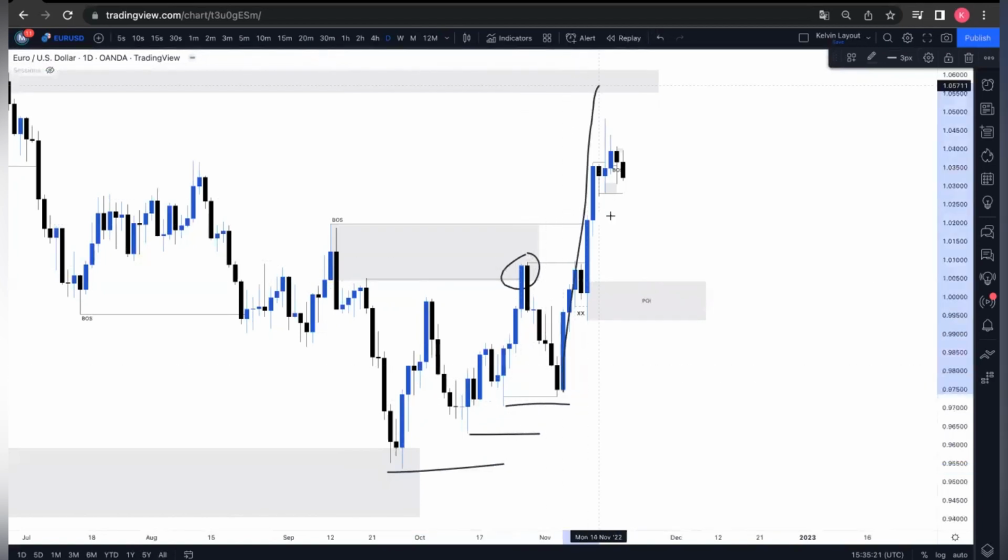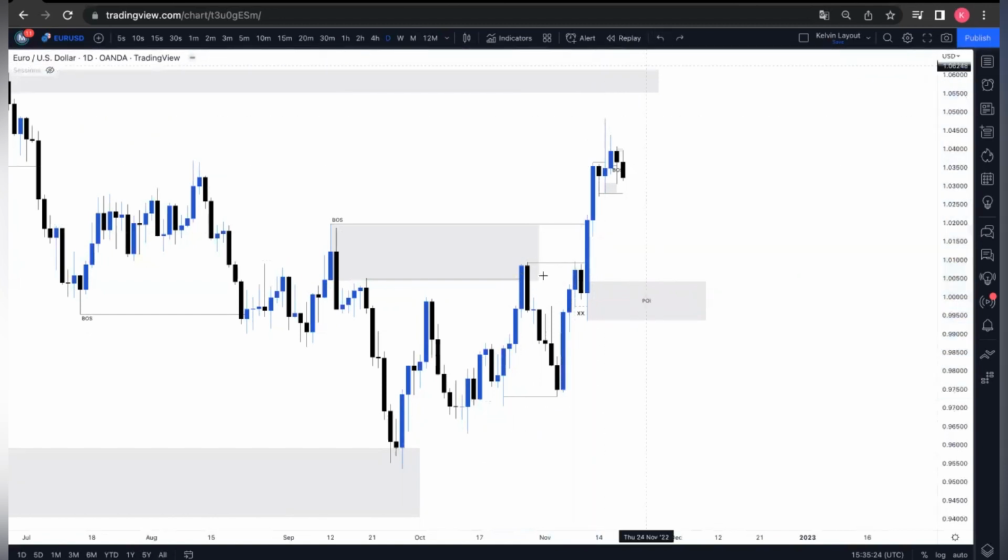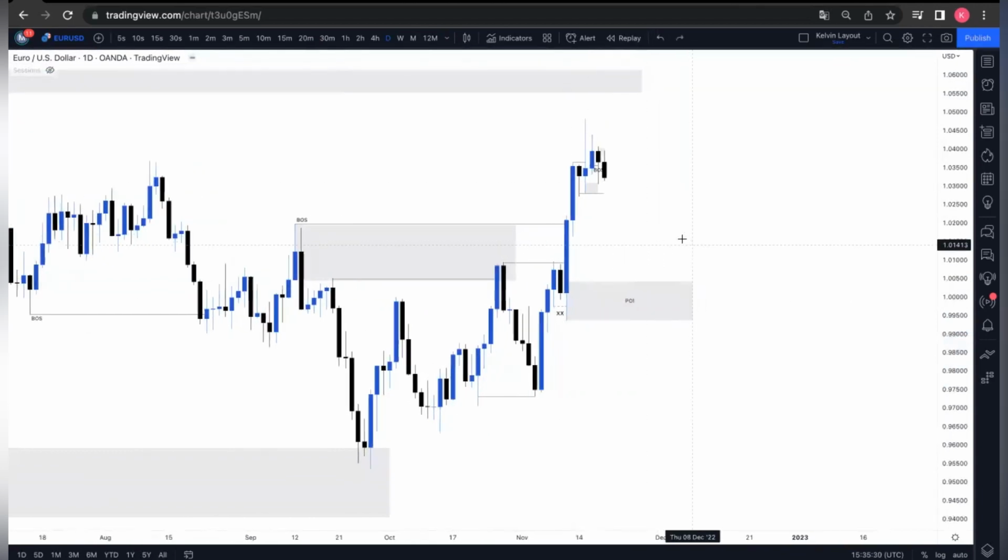Price actually grabbed, pushed to the upside. Now this is what some people call a supply to demand flip, right? Where we have the reaction, a pullback, and then we have a violation. Now we have 2 points of interest right here.